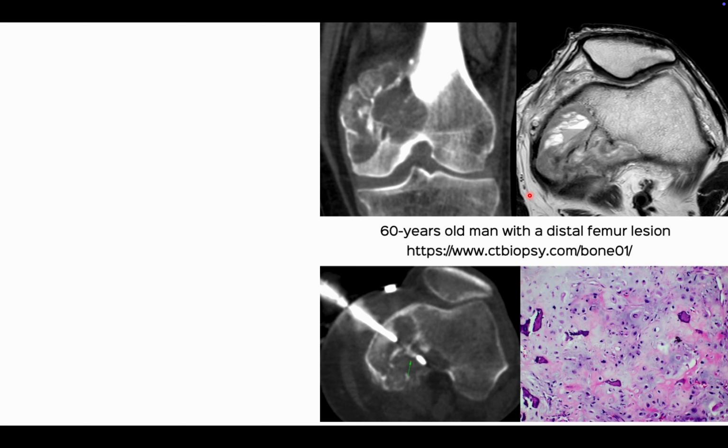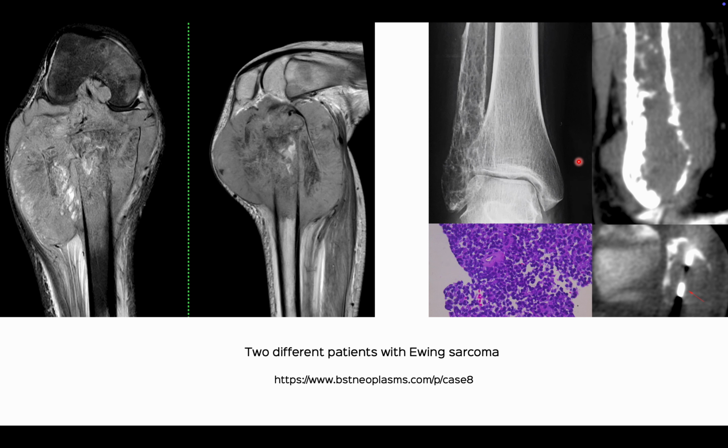Clear cell chondrosarcomas are not that common, but you do see them, and they're more mimics of giant cell tumors. So you get them as epiphyseal lesions, distal femur, proximal tibia, sometimes proximal humerus, and they may show fluid levels and they may show these solid areas within, but usually the first diagnosis is giant cell tumor, and then you get a clear cell chondrosarcoma on the histopath.